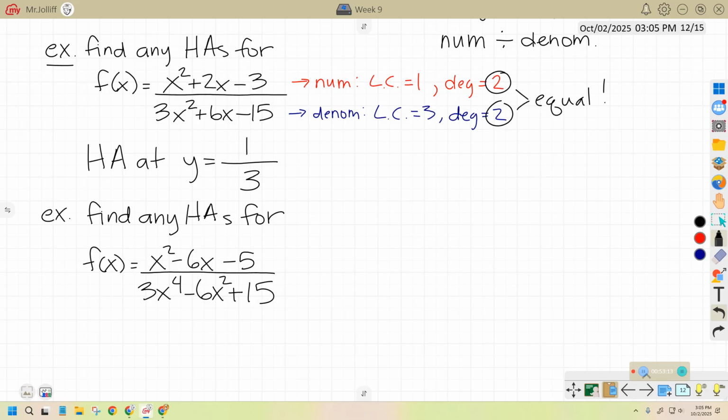You want to find any horizontal asymptotes for f of x equals x squared minus 6x minus 5 over 3x to the fourth minus 6x squared plus 15. Alan, are those polynomials written in general form? Are the exponents in decreasing order? Yes, it's in general form. Perfect. Second step. Alex, what am I going to do? Second step. Perfect. So leading coefficient and degree for the numerator, and then leading coefficient and degree for the denominator.